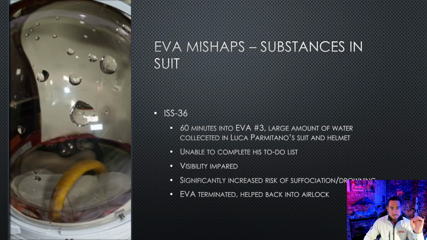On Space Station Mission 36, Luca Parmitano's suit: he was out on EVA number 3 of the mission, and an hour into it, he started getting water collecting in his suit, and then he started getting water in his helmet. This is his helmet, so this is all the water that was forming in there. He couldn't complete his to-do list. All this water was floating around, getting in his face. He couldn't see anything. The biggest risk, though, was that he was at significantly increased risk of drowning. You inhale some of that water inadvertently in a microgravity environment, and there's no way to control against it necessarily. So they had to immediately terminate the EVA and get him back into the airlock and then figure out what in the world was causing this problem.